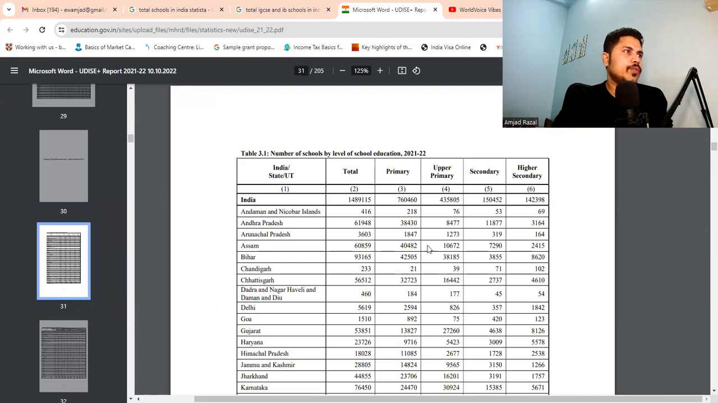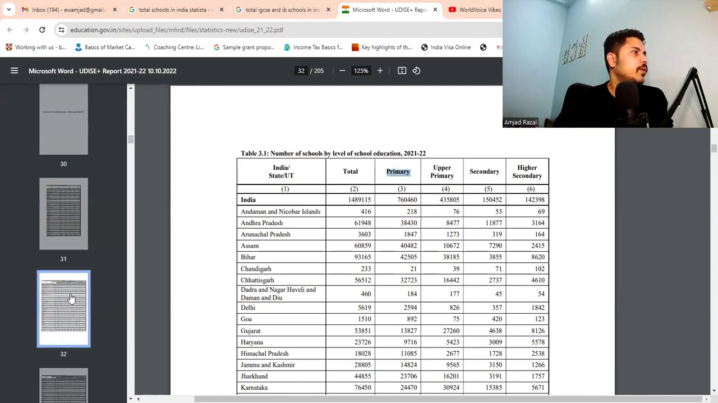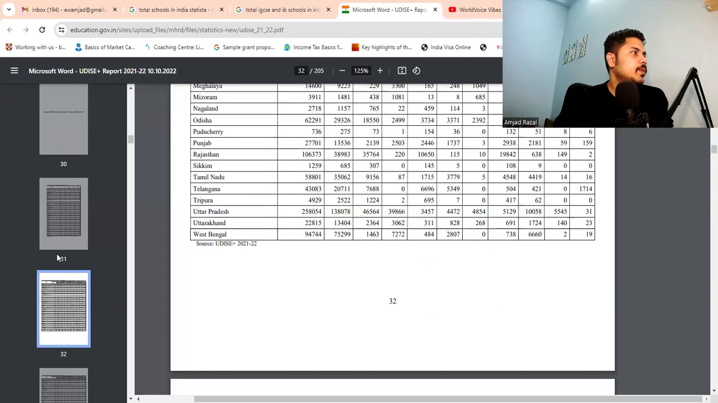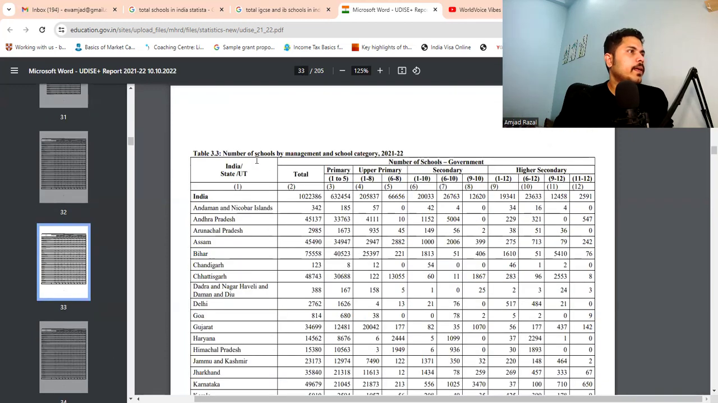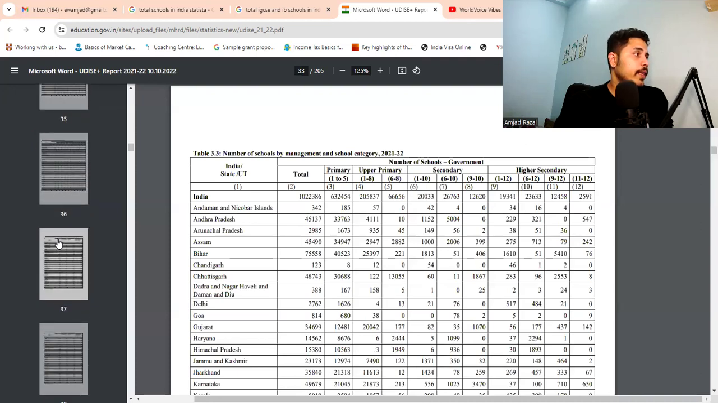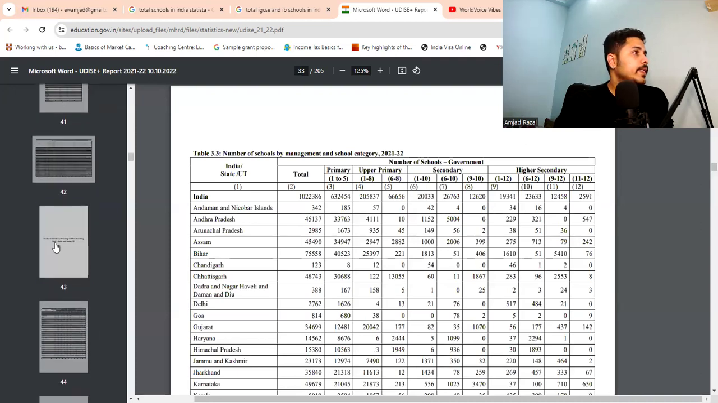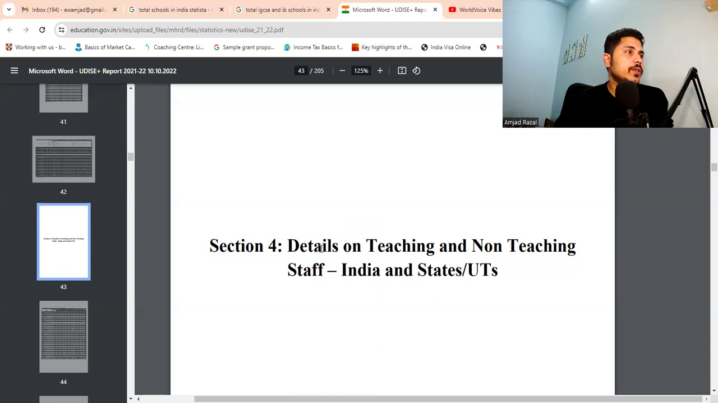Number of schools by level of education. Okay, how many schools are only primary and how many are upper primary, secondary, and next. Okay, this is the particular information. Types of management, yes, private, government, anything else. I'll go to the next one, which is details on teaching and non-teaching staff.